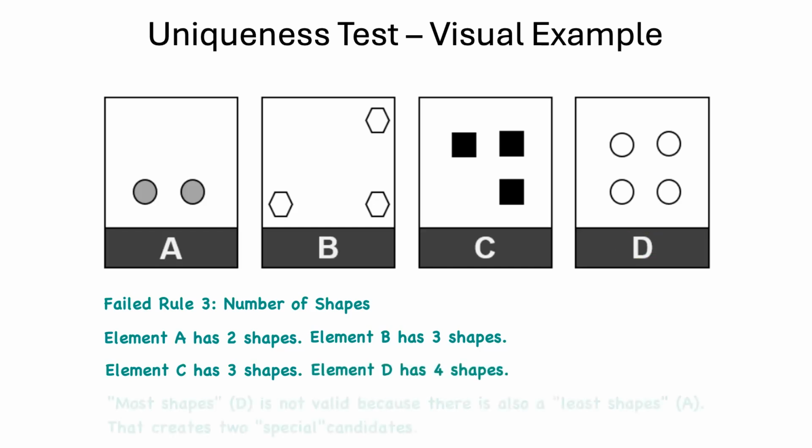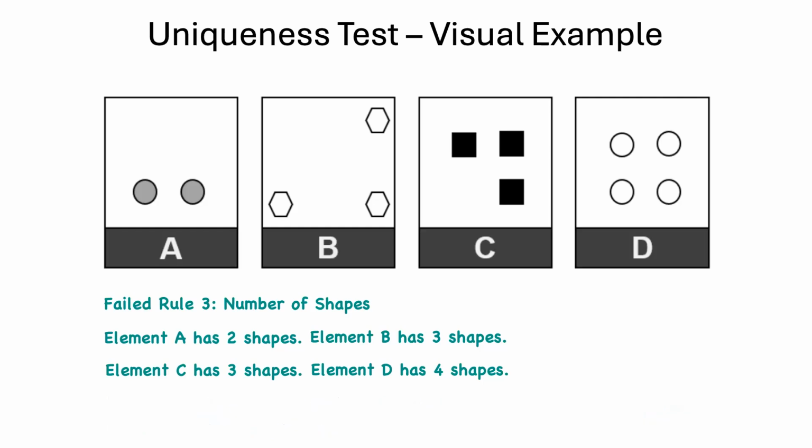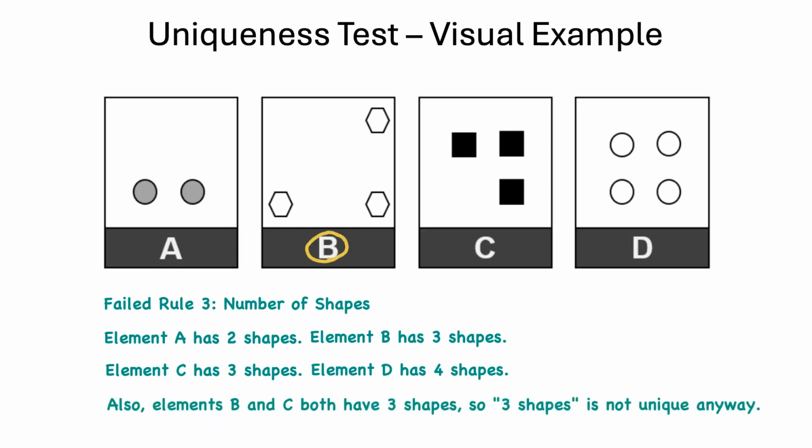So if we chose most shapes and therefore selected D, this is not valid because there is also a least shapes, which is A. And this is what we discussed on a previous slide. This would create 2 special candidates, and this would not pass the uniqueness test. Also, we can notice that B and C contain the same number of shapes. They both have 3 shapes. So 3 shapes is not unique anyway, and once again, this does not pass the uniqueness test.